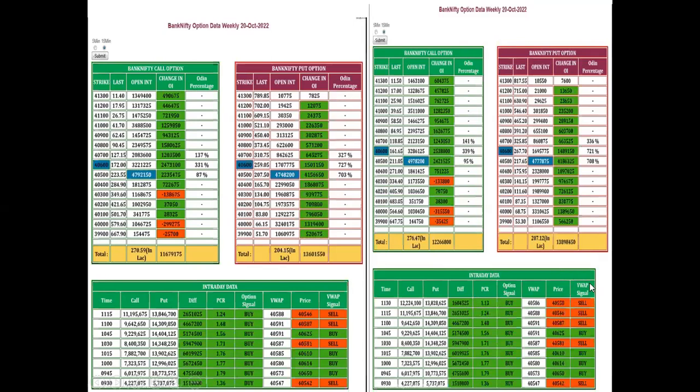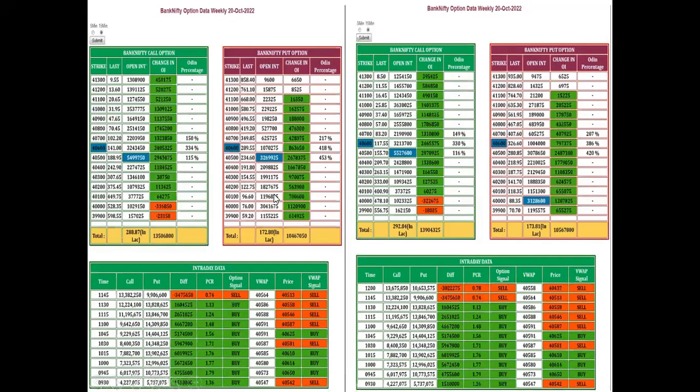And at 11:30, you have a PCR down to 1.13. Your VWAP signal was sell for the third consecutive time, but your open interest, cumulative open interest, hardly changed. Like 47,48,200 to 47,77,000. So it hardly dipped. Okay, but now comes an interesting thing. At 11:45, the PCR suddenly dropped from 1.13 to 0.74, and there was continuous selling in the future.